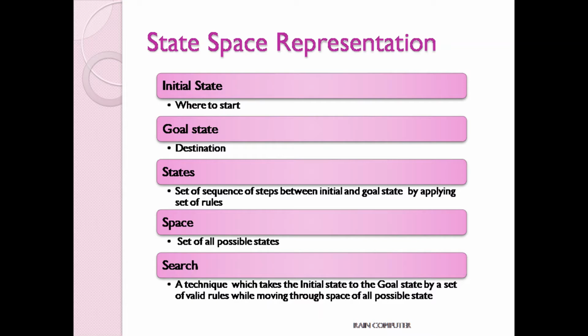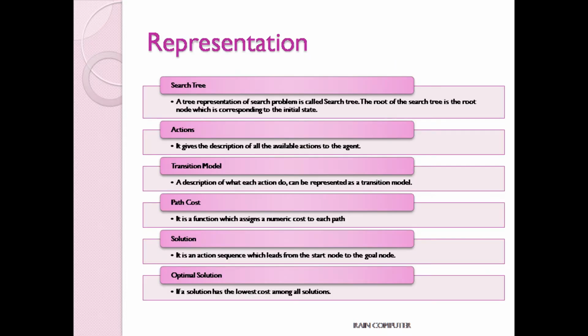Search is a technique which takes the initial state to the goal state by a set of valid rules while moving through the space of all possible states. We call that the search. So state space representation is a set of all possible states for a given problem. How can it be represented? It can be represented in the form of a tree or graph.